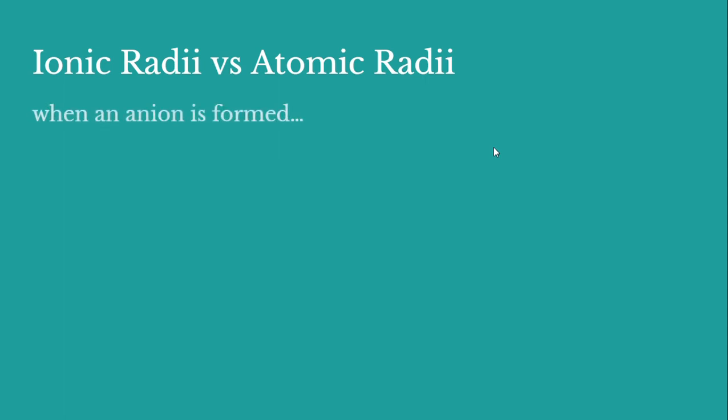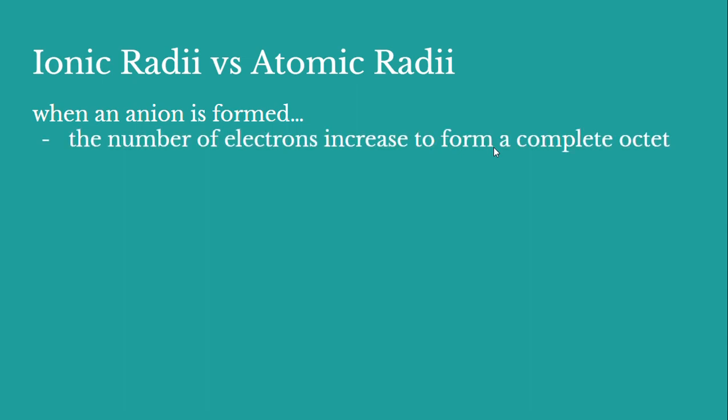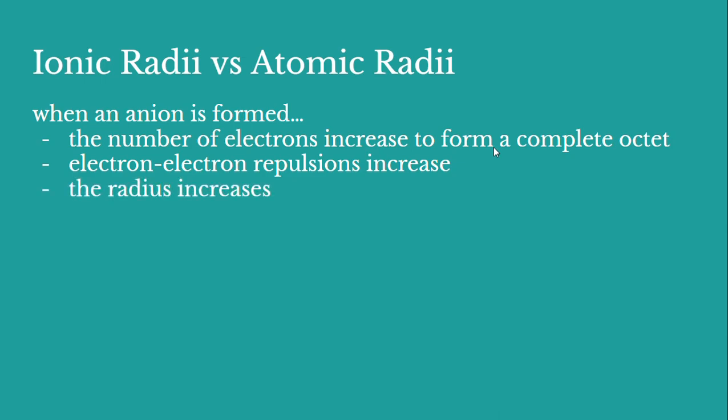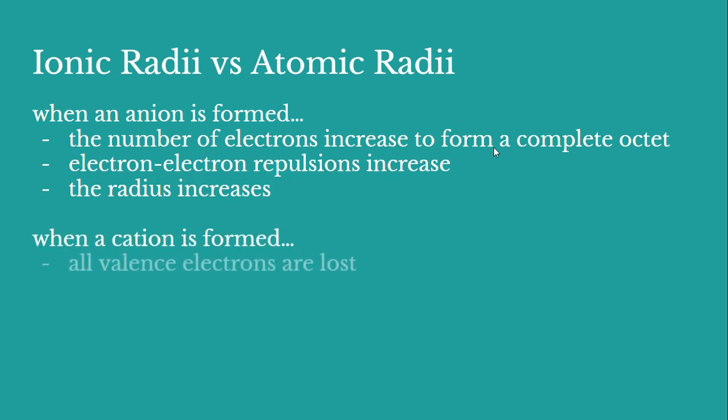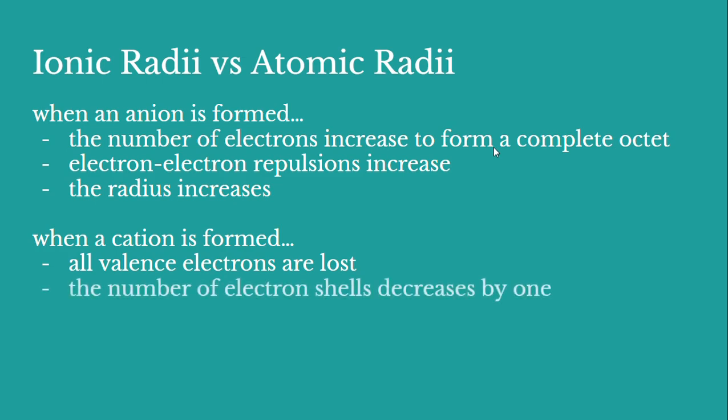So why is this? When an anion is formed, you add electrons, and thus you increase the number of electron-electron repulsions. And this is why the radius increases. When a cation is formed, you're removing all of the valence electrons, which is why the number of electron shells decreases and the radius decreases.